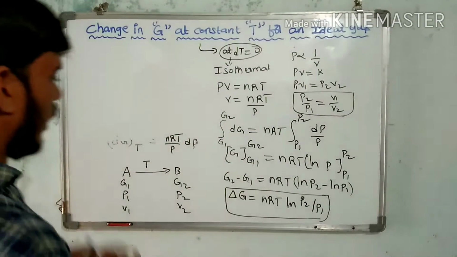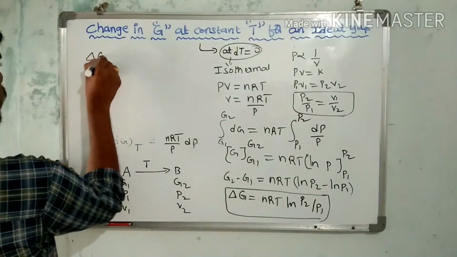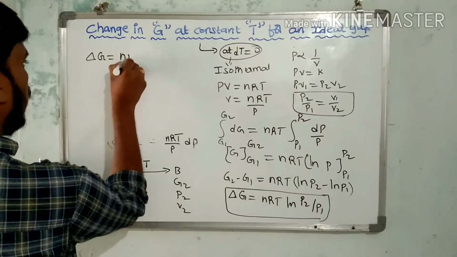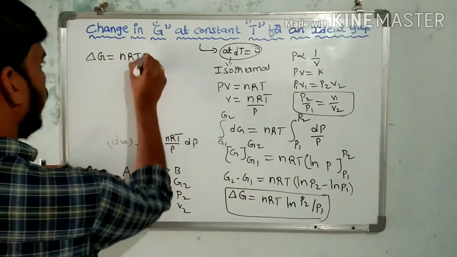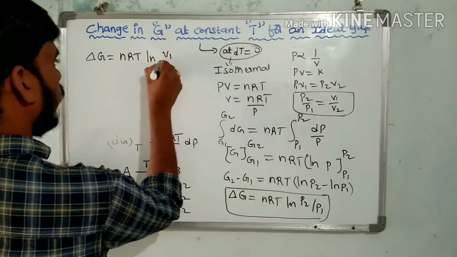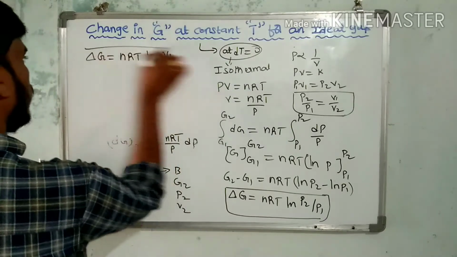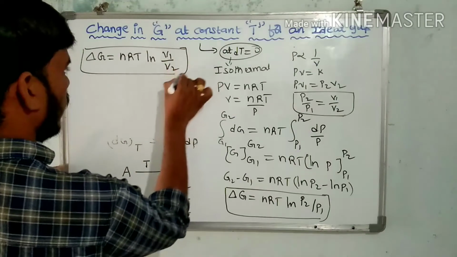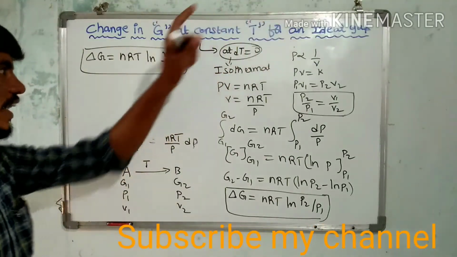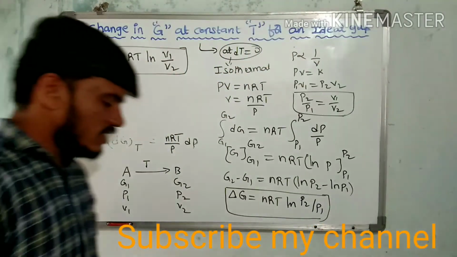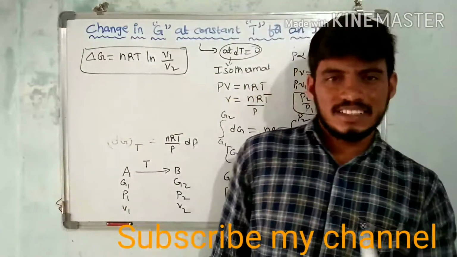The equation is delta G is equal to nRT ln V1 by V2. This is the change in Gibbs free energy at constant temperature for an ideal gas, the change in Gibbs free energy of an ideal gas in terms of volume.